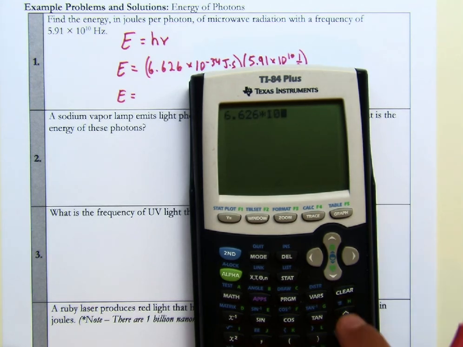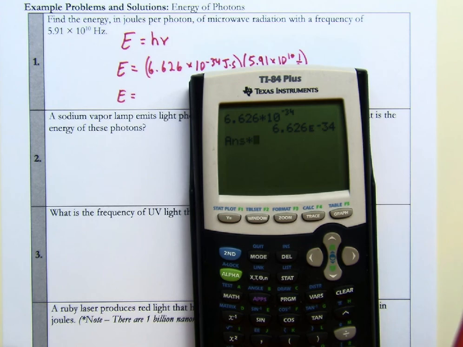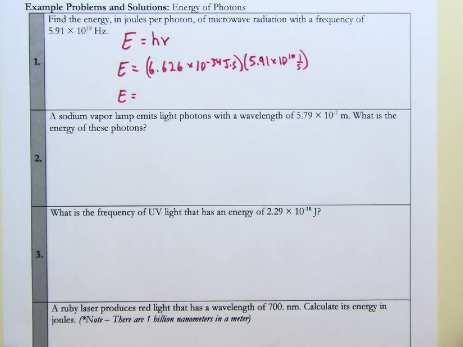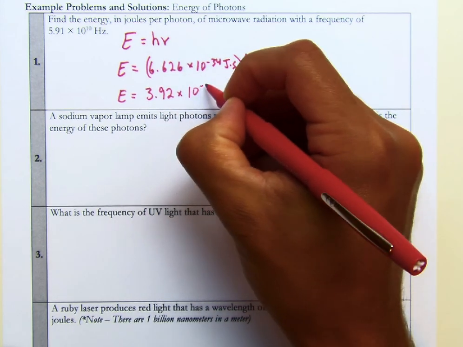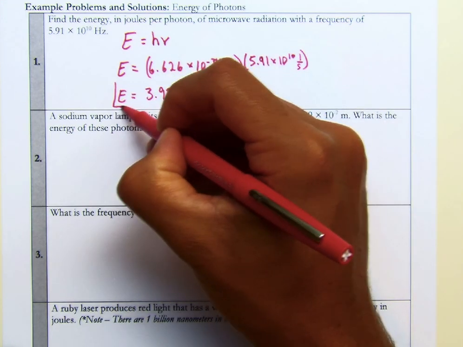6.626 times 10 to the negative 34, this is Planck's constant, gets multiplied by 5.91 times 10 to the 10th. And we get a small number, because this is joules per photon. A photon is tiny. So to 3 sig figs, we get 3.92 times 10 to the negative 23 joules, and that's a per photon value.